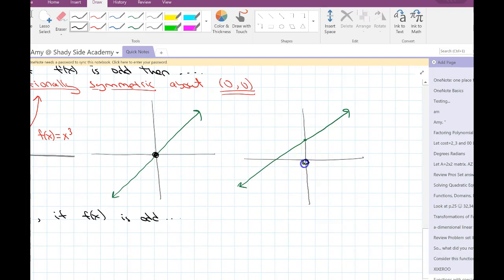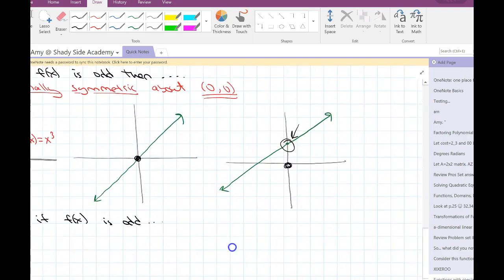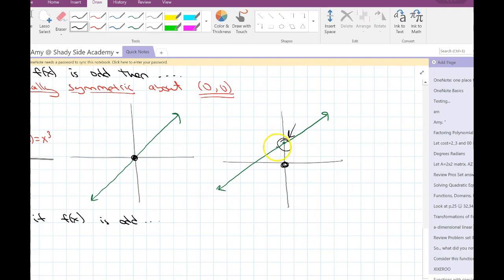If I put my nail here, right, and I spin, or you take your notebook and turn it upside down, you will notice the graph does not land on itself. It lands down here. This function is not odd. Okay, I want to be very clear about that. This function does have rotational symmetry about this point right here, but that point is not the origin. Okay, so this function here, notice something. This function is not rotationally symmetric about the origin.